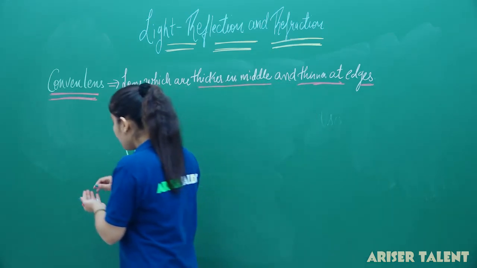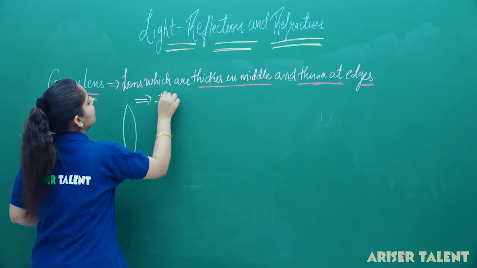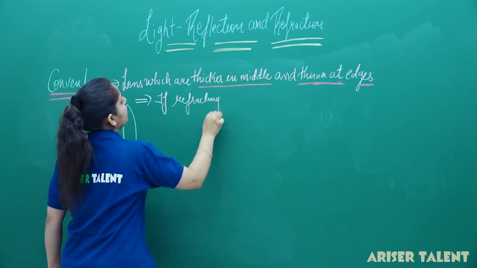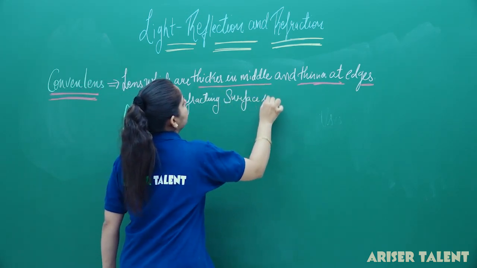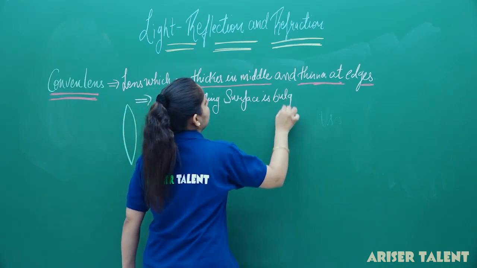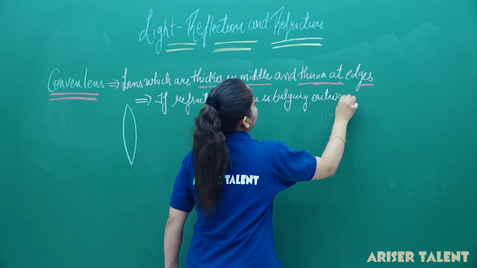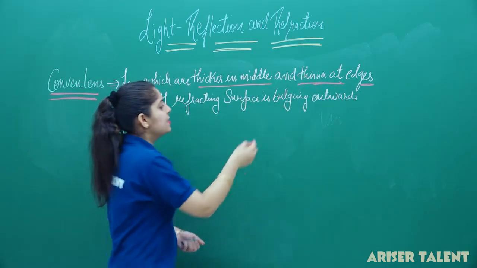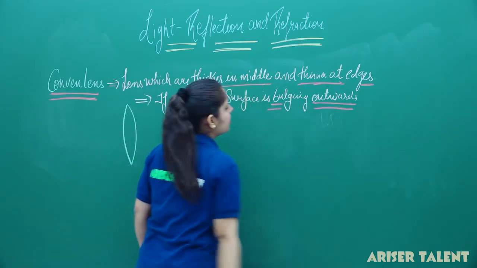Now, one more definition we get from here: if the refracting surface is bulging outwards, we can say that the lens will be a convex lens. So the refracting surface is going to be bulged outwards.